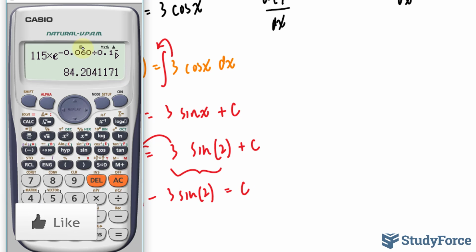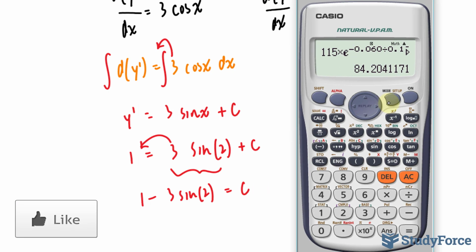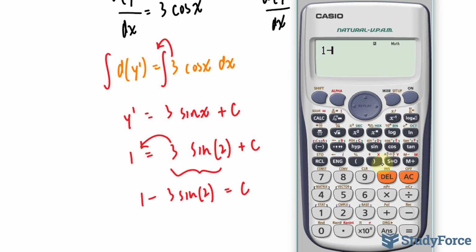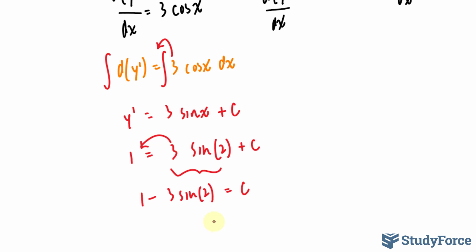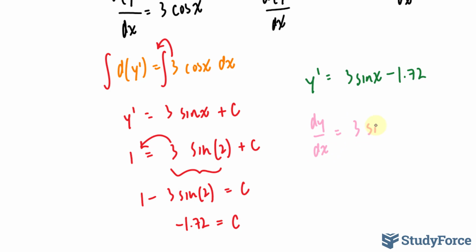Make sure that your calculator is in radians. Currently ours is not. 1 minus 3 sine 2 gives us negative 1.72. c is equal to negative 1.72. So now our expression is y prime is equal to 3 sine x minus 1.72. Once again, I'll replace y prime with dy over dx, and on the right side, we have 3 times sine x minus 1.72.